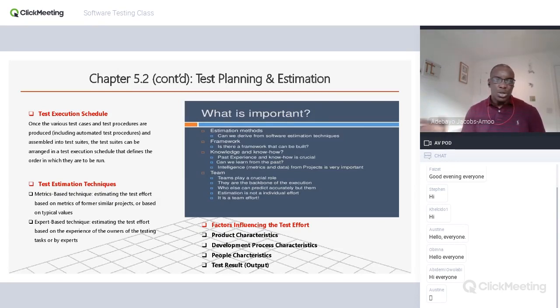Okay, now let's talk about factors influencing test effort. So what are the things we see when we're testing? What are the sort of things that happens? We talk about product. Now, some products have risk, very high value risk.